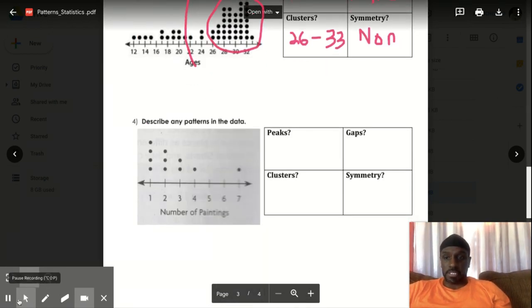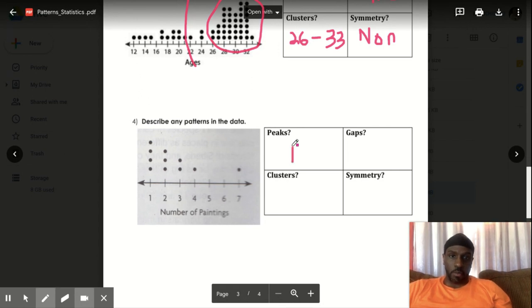Describe any patterns in the data. Well, let's look at this. Do I have a peak? Yes, I have a peak at 1. Do I have any gaps? Yeah, you have no data here between 5 and 6. You can say 5, 6 or 5 through 6. Now, clusters. The majority of my data looks like it's clustered right there between 1 and 4. That's where my biggest cluster is, 1 through 4.